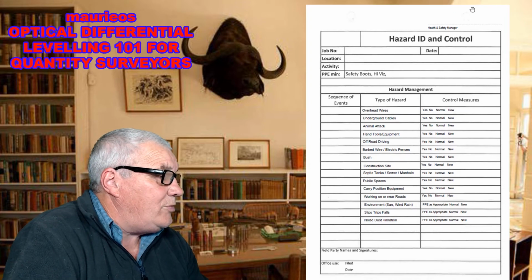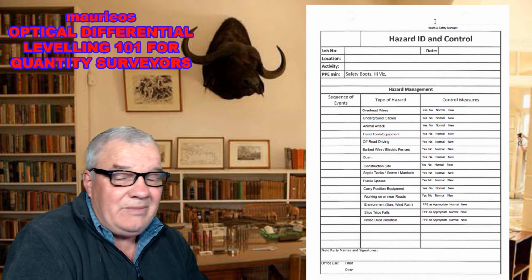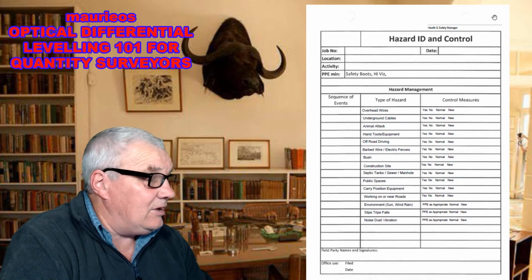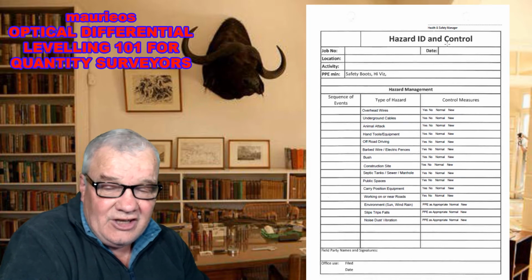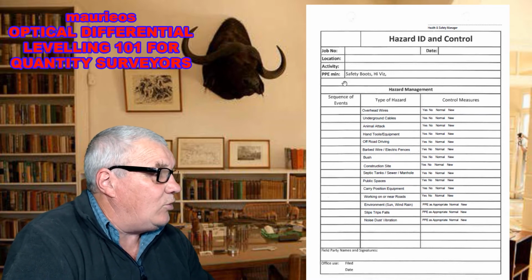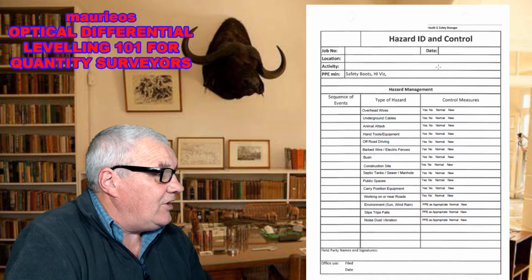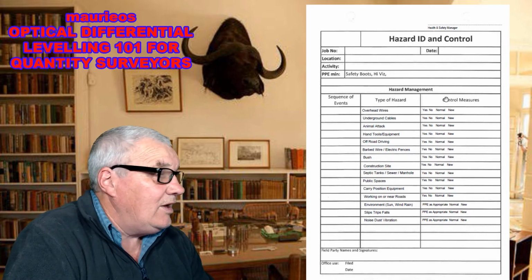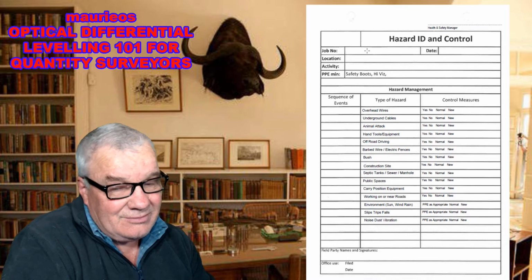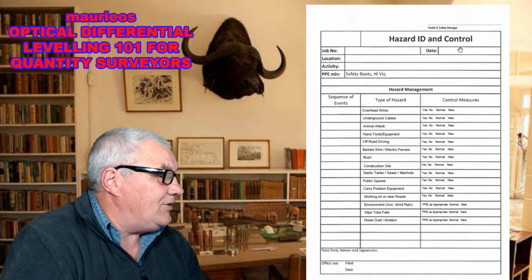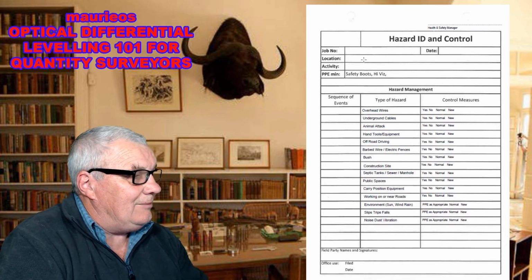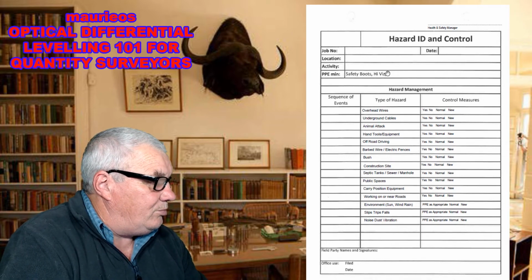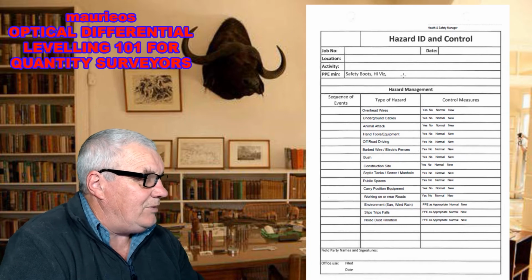In each group you need to appoint a health and safety manager, and they wear, if available, a green high-vis jacket, and everyone else will wear an orange one. Their job is to complete the health and safety hazard ID and control. So the job number, the date, location, road to carry. The activity is just levelling, boots and high-vis PPE minimum.